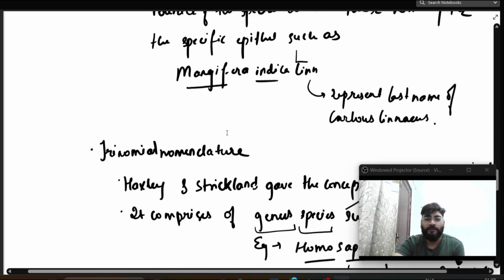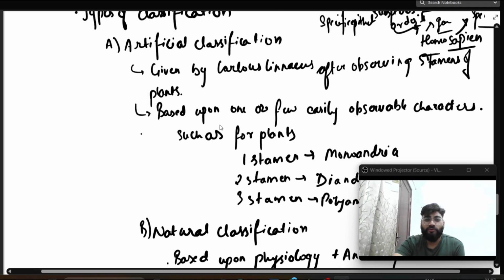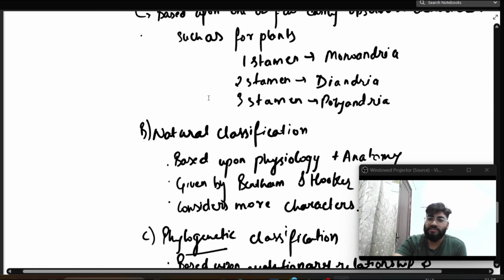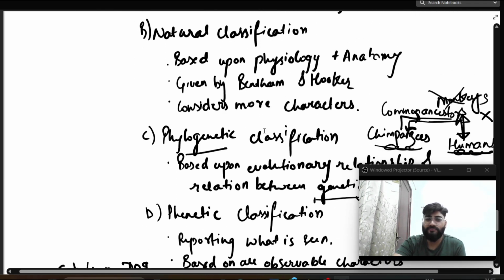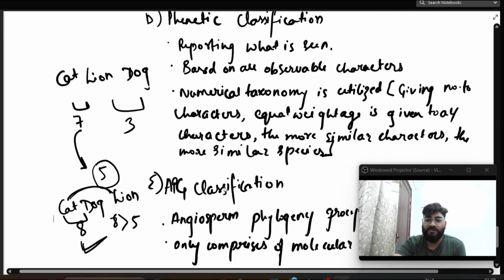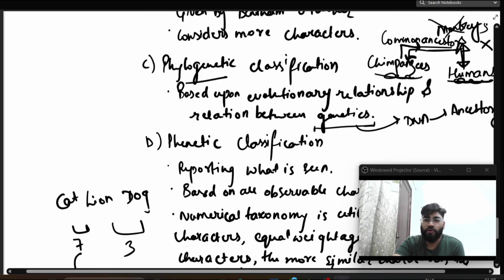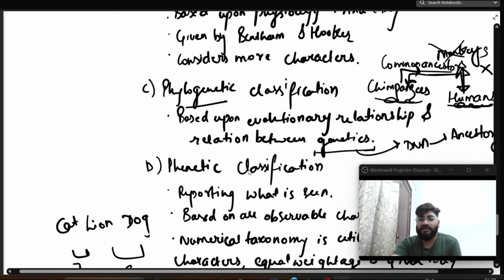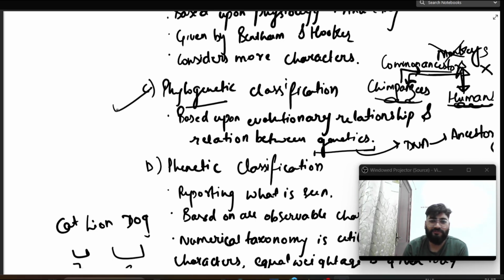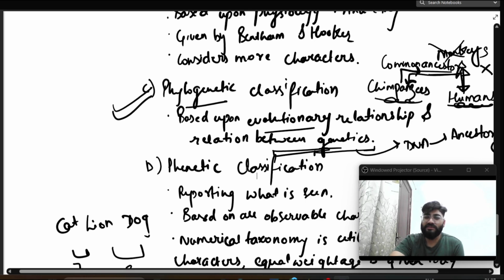Then we talked about the different types of classification which are present: artificial classification, natural classification, phylogenetic classification, phenetic classification, APG classification. One more point that I forgot to tell you all about is which particular classification is most preferred in today's science. It is the phylogenetic classification, because we have to consider which organism evolved from which particular organism or ancestor. This is very important in today's scientific world.